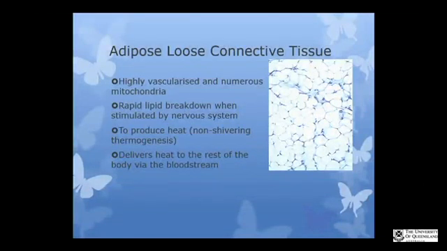Because it is very metabolically active, it has to have lots of blood cells. So you find that fat tissue has got lots of capillaries in it, and it also has lots of mitochondria associated with it, because you have to be able to break it down, make it into energy that's usable, and you also have to be able to package and put it back. You get rapid lipid breakdown when you're stimulated by the nervous system, and it does that when you're very cold. So when you're shivering, you'll get this rapid breakdown of fats to help you.